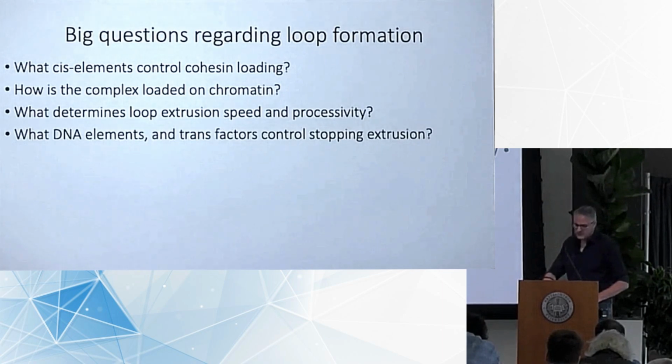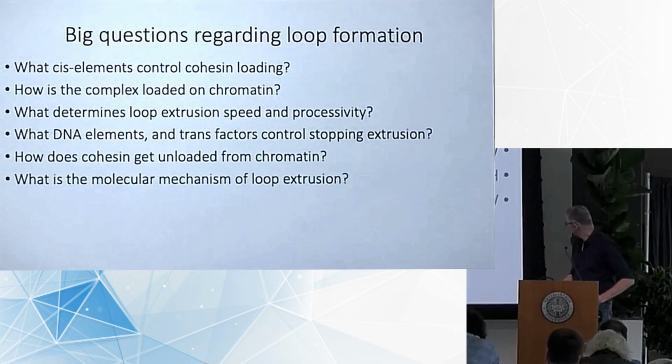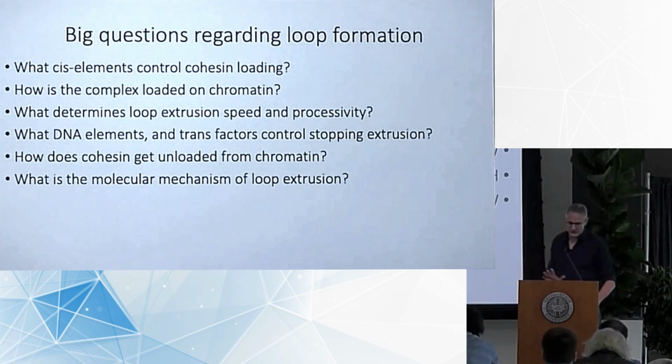What DNA elements control stopping or pausing or unloading of the cohesin or any other extruder? How does it get unloaded? What is the molecular mechanism of extrusion? And maybe I'm just not very good at structural biology.